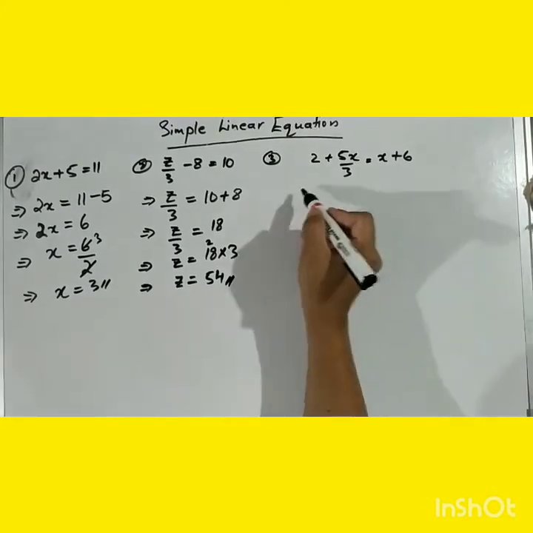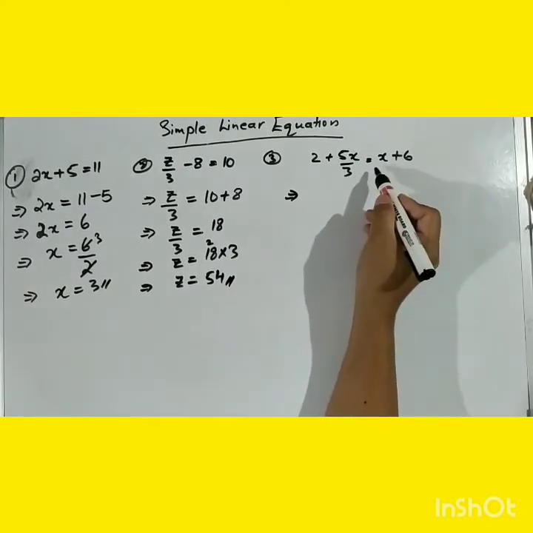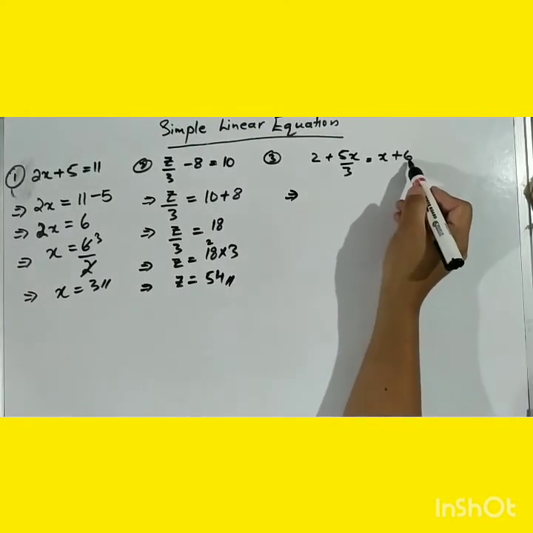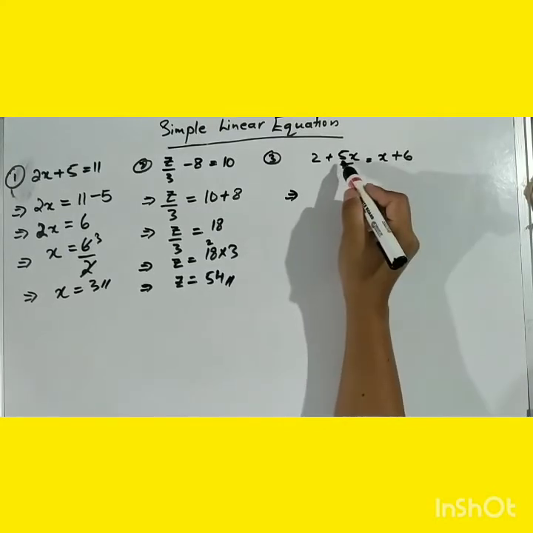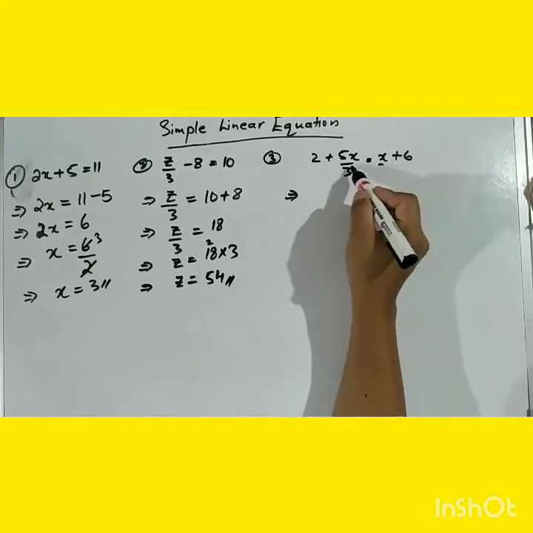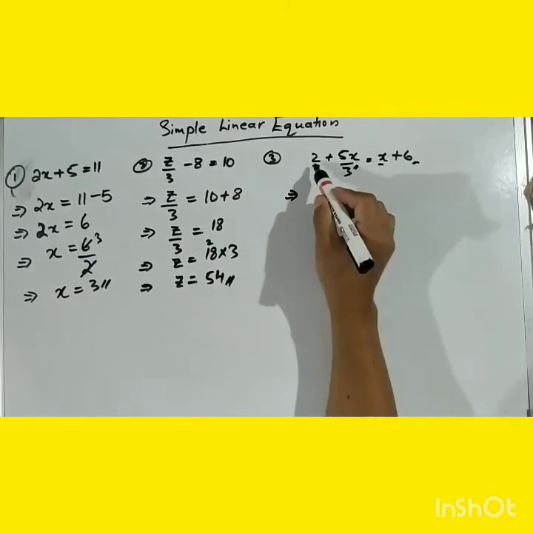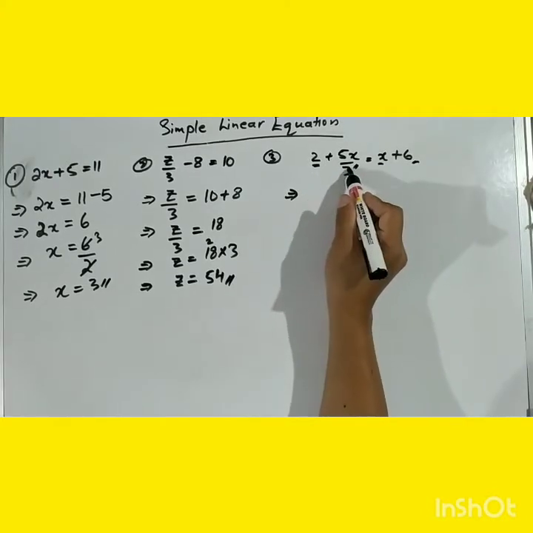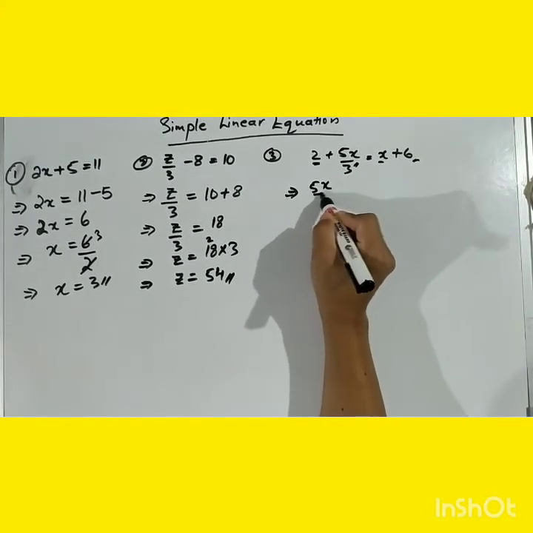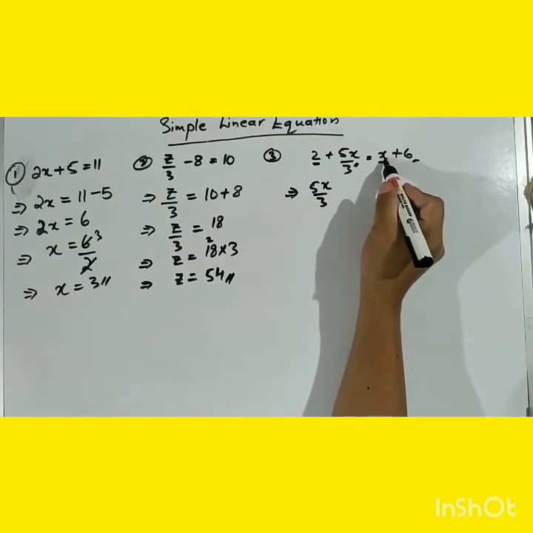And the next one is 2 plus 5x upon 3 equals x plus 6. So 5x upon 3 equals x. This 2 is a like term and this 6 is a like term, right? So move it to the other side, keep it here. 5x upon 3, bring it here because 5x and x are like terms, right?